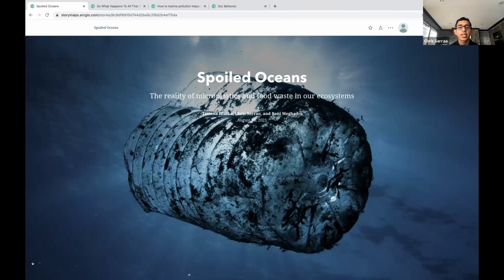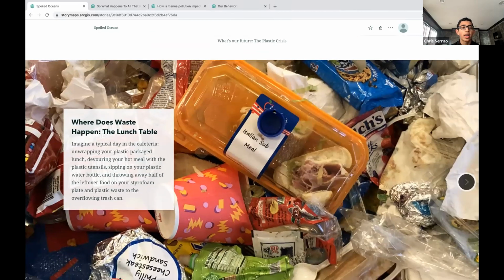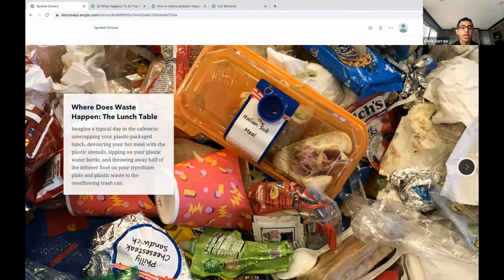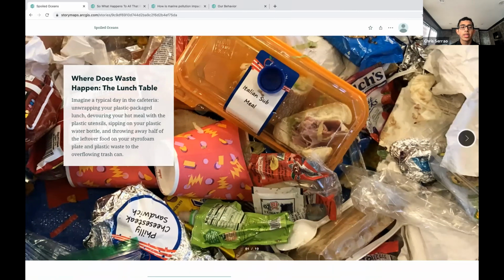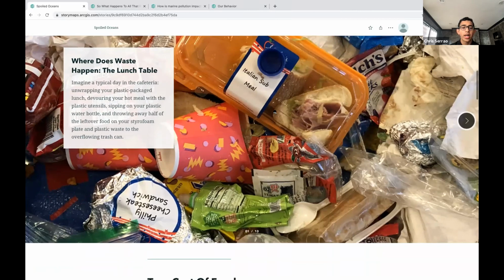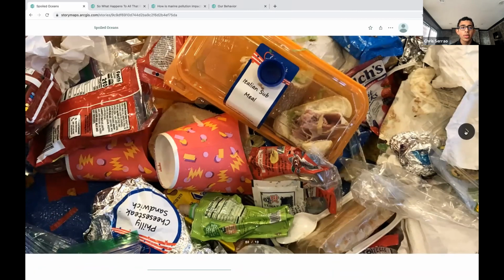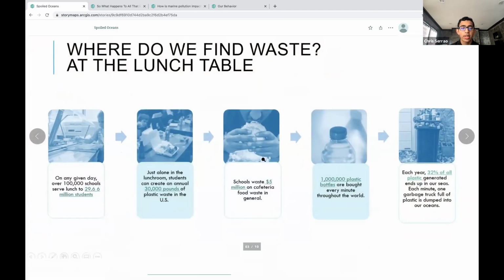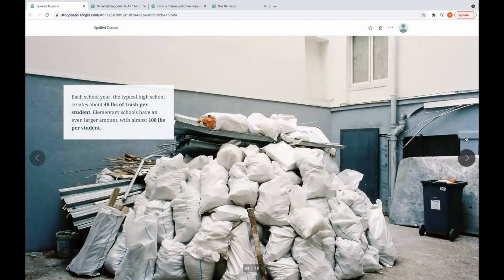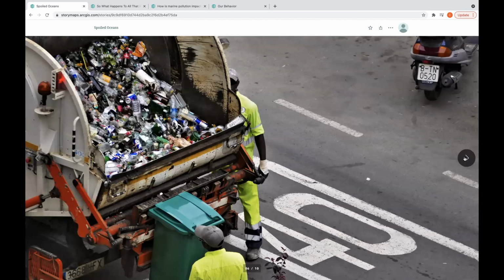Yeah, so ours was basically about how marine pollution is impacted by school waste. We're going to start off with some basic facts. At the lunch table, you're going to see a lot of plastic being used, like from unwrapping your hot meal and utensils. And during COVID, that amount of plastic increased significantly. So it starts there, and then we have this diagram here. Just alone, 30,000 pounds of plastic waste a year, and you're wasting a lot of money as well on it. It's around 50 pounds per high school student, and elementary school students have around 100 pounds per student, which is a pretty ridiculous amount of plastic waste.